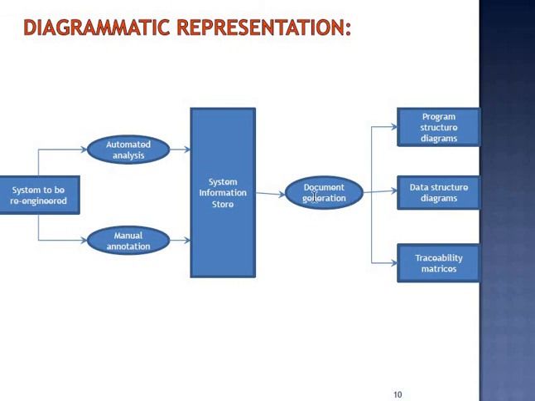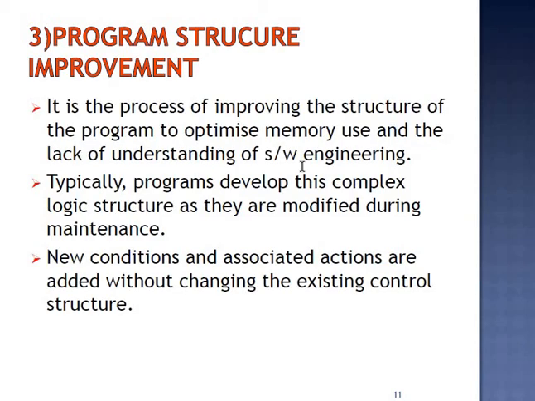The diagrammatic representation: system to be re-engineered, automated analysis, manual annotation, system information store, document generation, and the program structure diagrams, data structure diagrams, and the traceability matrix. So this is the kind of process of software reverse engineering, right?